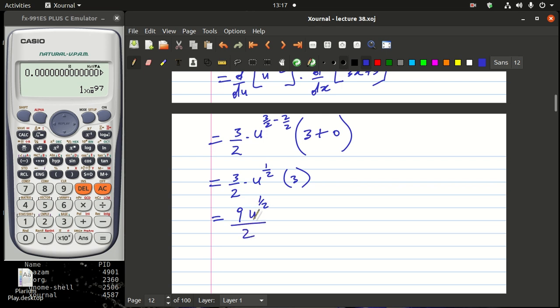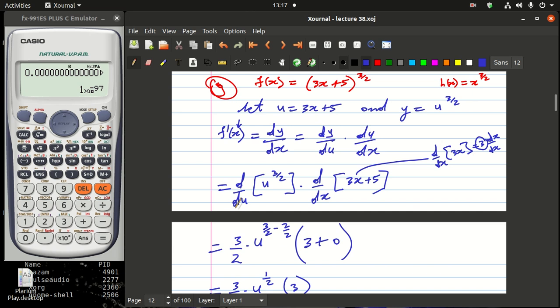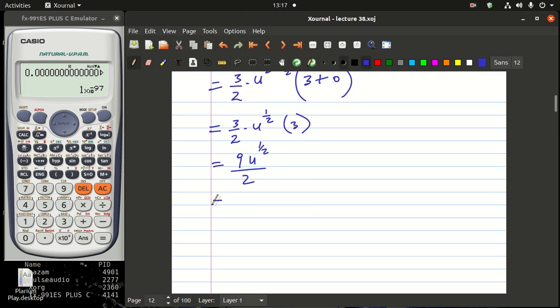I am not going to change this to a square root because it was given in this form here. There was no square root. And then my u is 3x plus 5, so this whole thing is going to be 9 times 3x plus 5 all raised to 1 over 2 all over a 2. So I'm going to leave it like that. I'm not going to do anything from this. So that's how we end up dealing with this.